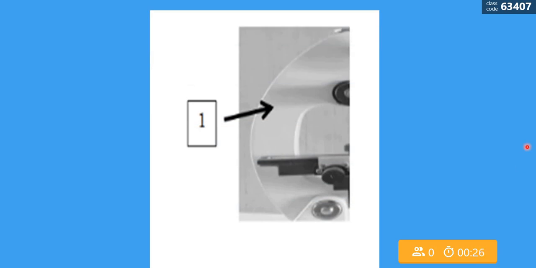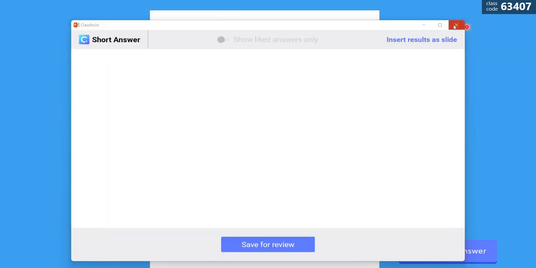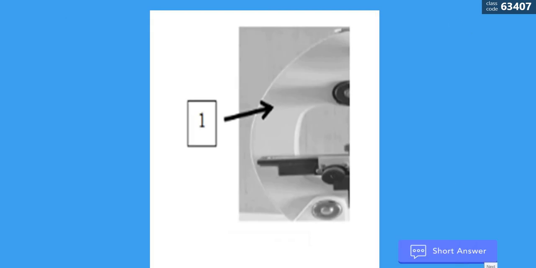Okay, what part of the microscope is this? I think this is at the back part of the microscope. Okay, let's reveal the answer. The correct answer is, it's the arm of the microscope. Very good.